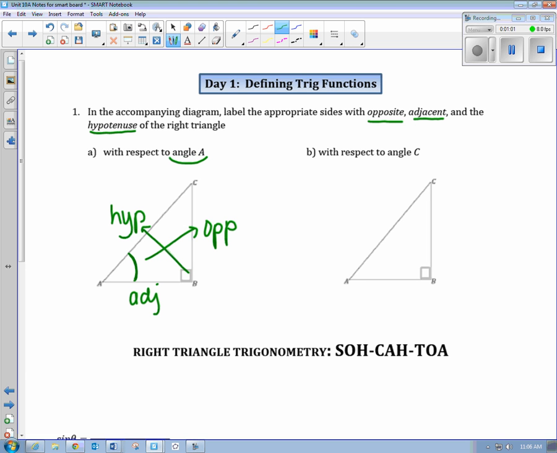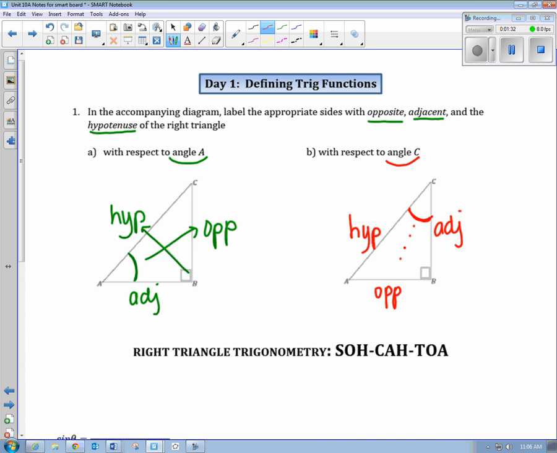So yes, there are two adjacent sides, but one of the sides already has a very special name called the hypotenuse. In part B, we're also asked to name those sides, and this time it's with respect to angle C, so I want to make sure that I'm focusing my attention on angle C. The side opposite is the one across from it. The adjacent is the one next to it, not the hypotenuse, and of course the hypotenuse is the side that's across from the right angle.